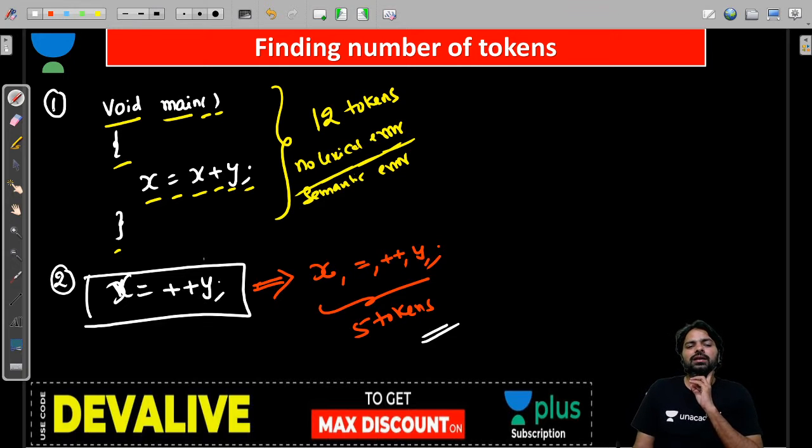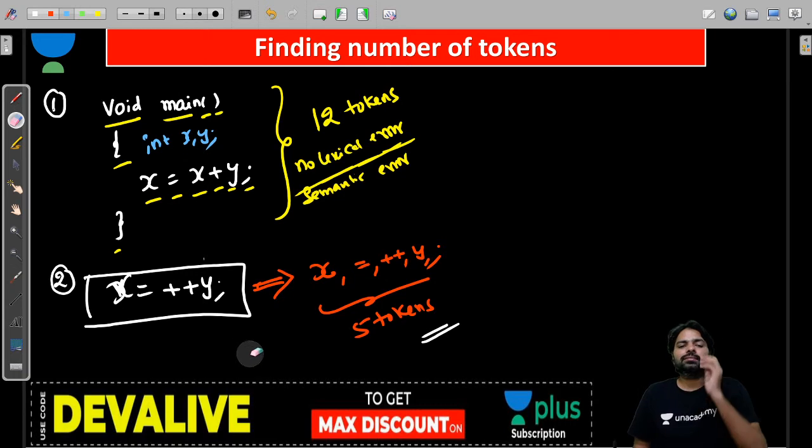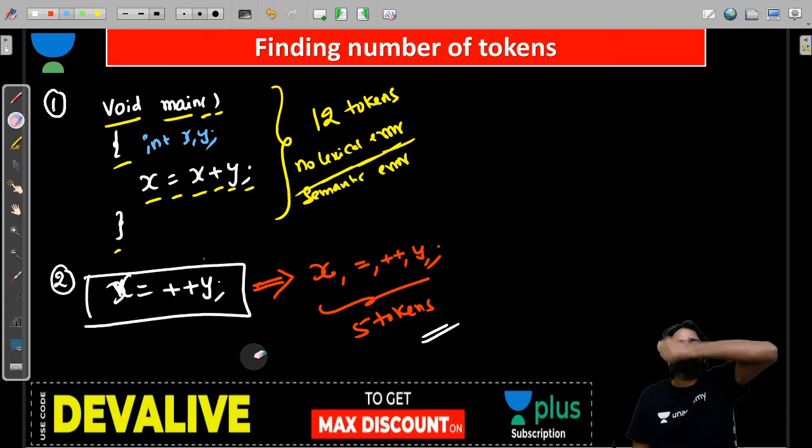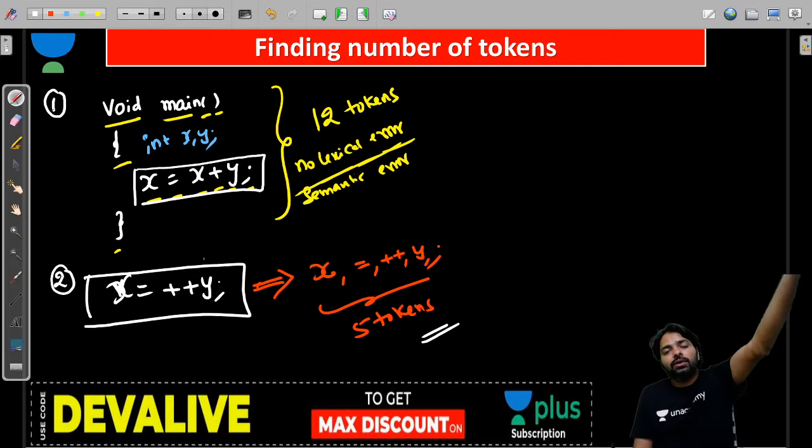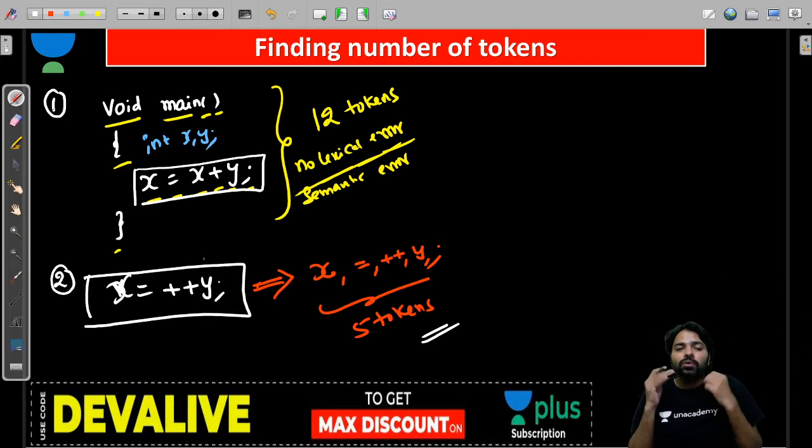Here, is this a syntax error or not? You just cross-check. Everybody cross-check. If I write int x comma y, and x is equal to x plus y, do you get any error? No. If there is no error, this syntax is correct. This is not a problem. The problem is you have not declared, you have not defined before use.